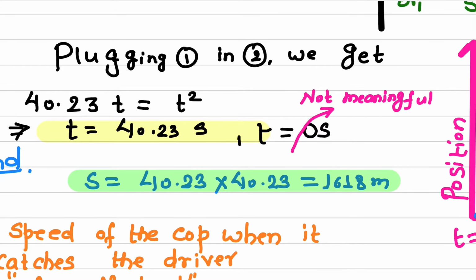If we solve, we'll get two solutions. One solution is 40.23 seconds, and the other is 0 seconds. At these two times, look at the difference here. At these two times, the police officer and the car will be exactly at the same position.